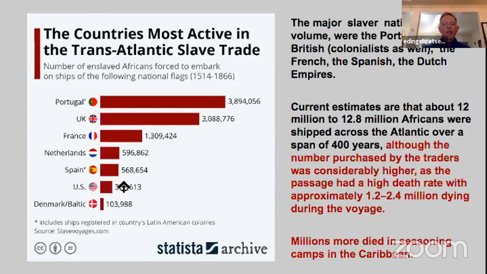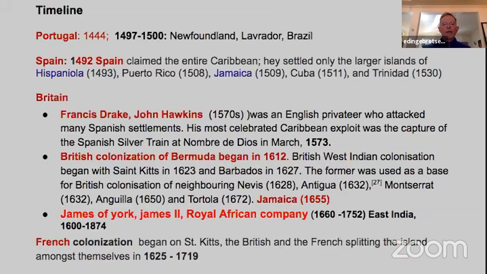You don't see the US in here except right here. And again, their figure here is 377,000. This is direct. But again, the colonials are part of this too. So very quickly, a timeline.